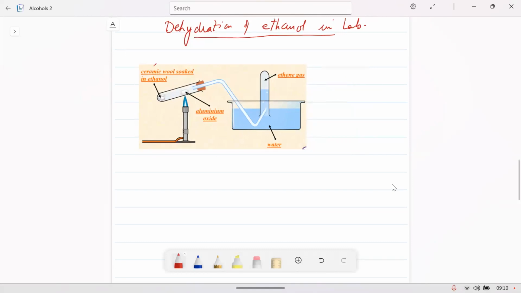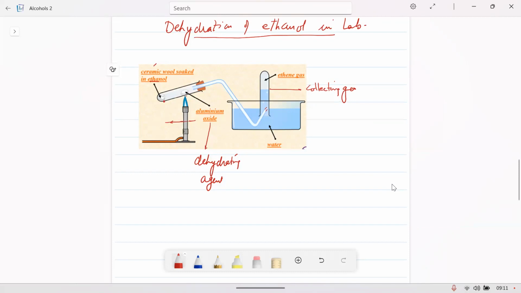You have ceramic wool soaked in ethanol. That's one thing. Aluminum oxide is your dehydrating agent. And the delivery tube needs to go inside the collecting tube. This is your collecting tube. You are collecting the ethene gas over here. Now the important thing is the burner should heat both of them. So you should move the burner like this and this so that it heats this also and this.